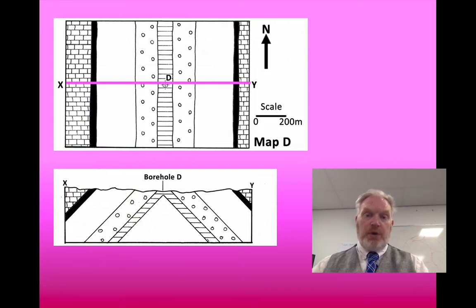We also, between points X and Y, have our cross section there, showing us what these beds look like from the side. And we also have some information from borehole D that we need to finish off our cross section with. We need to complete this cross section. Okay, have a go at question 4. See what you can come up with.